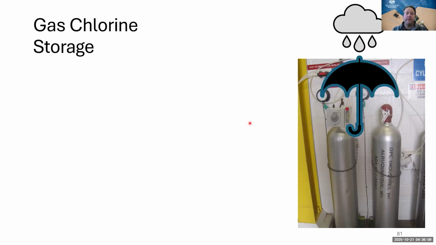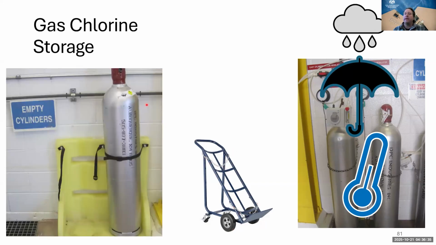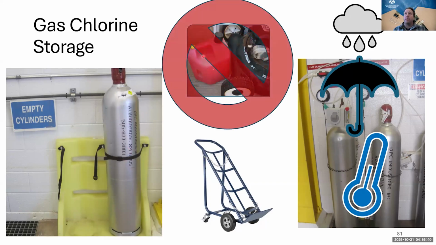We want to protect those cylinders from rain and weather, so they should be stored inside a room. We also want to keep them cooler, for a number of different reasons we've already discussed. So it should be climate controlled. We need to move those cylinders, both full and empty, around with a dolly like this, and we want to make sure to chain them up when we're moving them around. And again, empty cylinders should be stored in a similar manner. Store them away from organics, gas, all of those reactive chemicals that we've already talked about.